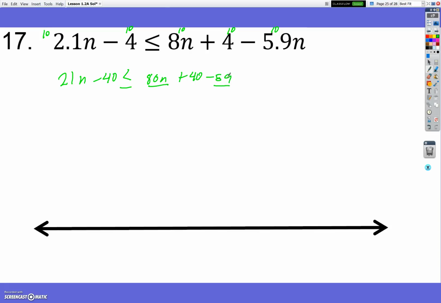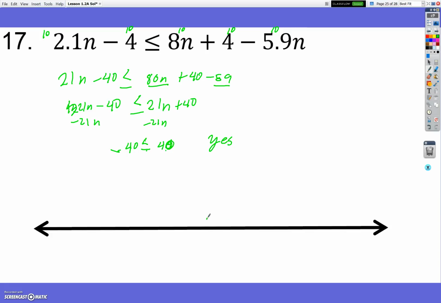I then can combine like terms. 80 minus 59 is 21n plus 40 is greater than or equal to negative 21n minus 40. If I subtract 21n on both sides, I'm going to be left with negative 40 is less than or equal to positive 40. Now, is negative 40 less than or equal to 40? And the answer is yes.